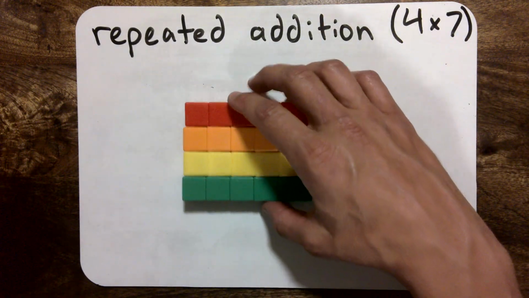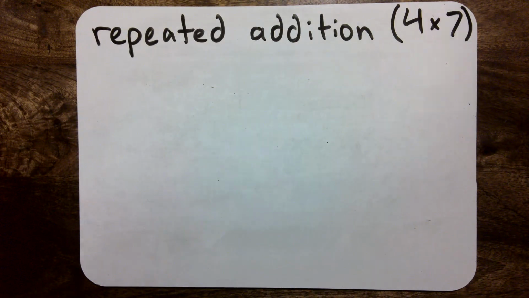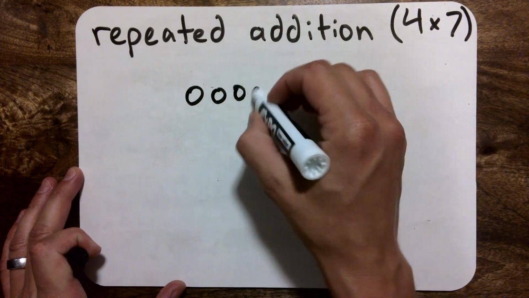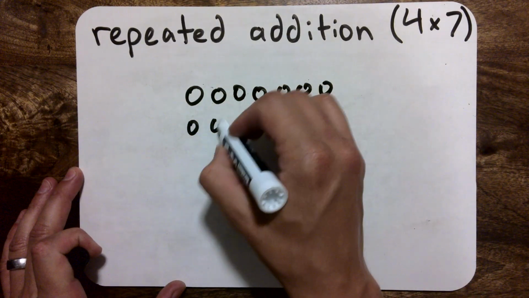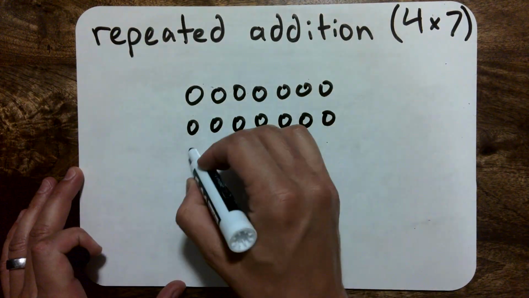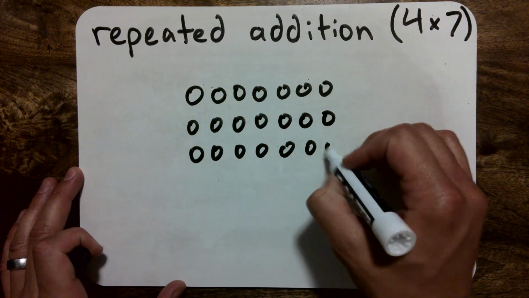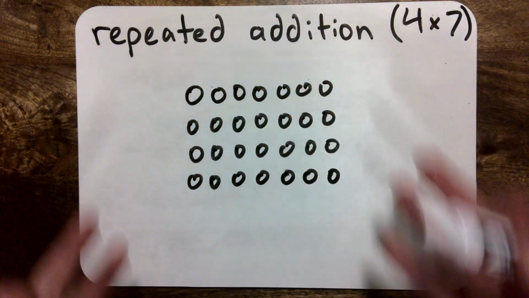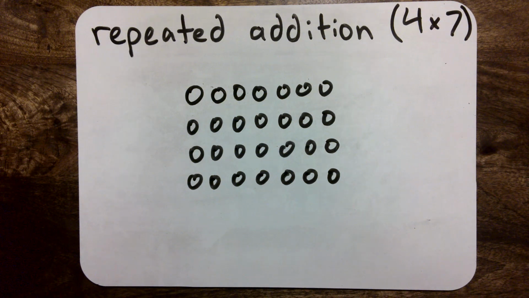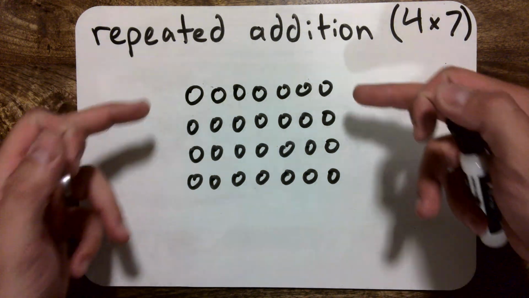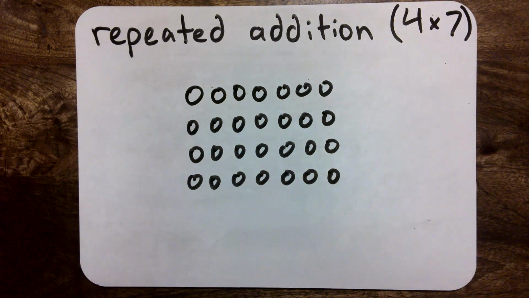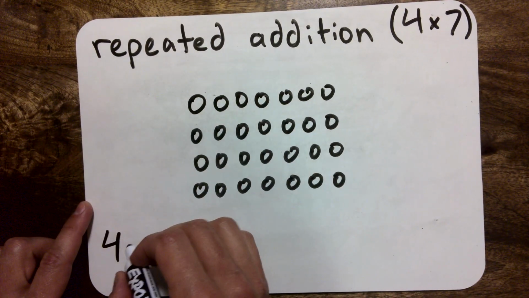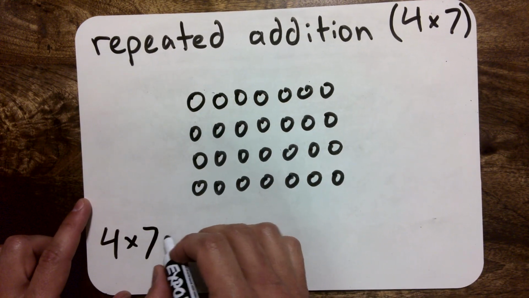A representational model would look pretty similar. I'll just draw an array since it'll be a little bit faster. Again, we have 4 groups of 7, but we're not necessarily thinking this is 4 times 7. We're thinking this is 7 plus 7 plus 7 plus 7, but we still move through the same process.